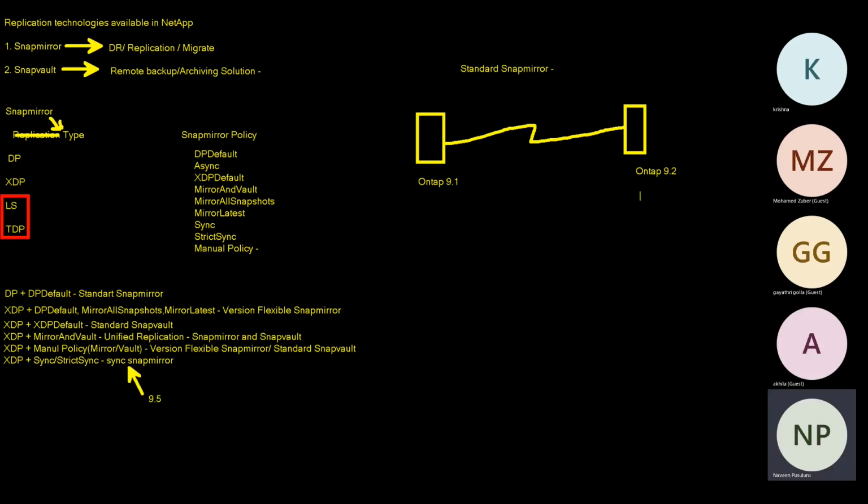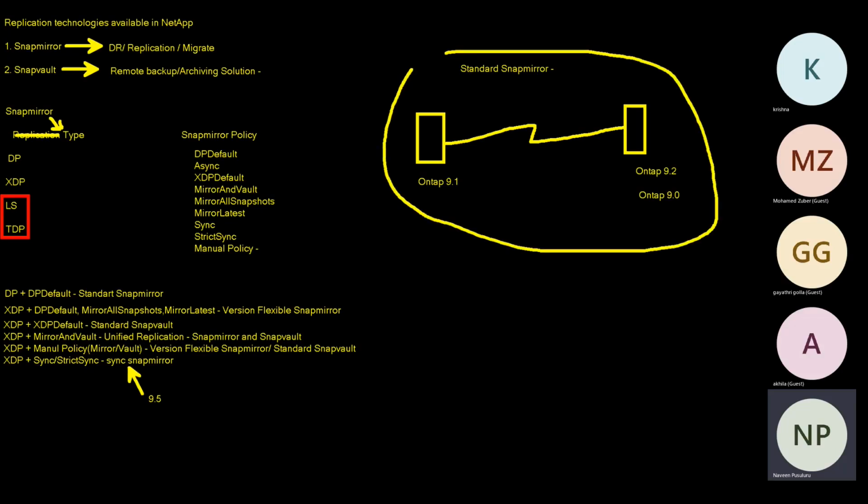If, for example, my destination ONTAP version is 9.0, then standard SnapMirror will not work. It must be equal to the source version or greater than that. Then only standard SnapMirror will work. Don't worry, nobody is using standard SnapMirror now. Even NetApp removed it and they are not recommending it anymore. Now everything is version flexible SnapMirror. So what is version flexible SnapMirror?